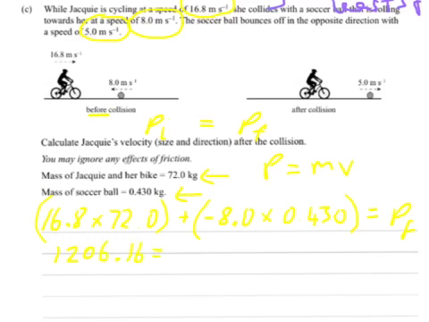1206.16 equals the initial momentum, which equals the final momentum. And that also equals Jackie's velocity, so we'll just call it V, because it's the only velocity we don't know, times 72.0. And the ball's now in the positive direction, so it's plus 5.0 times 0.430.